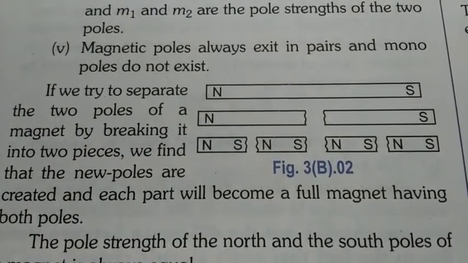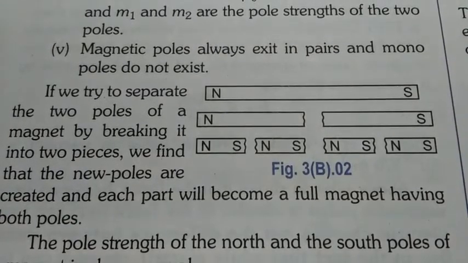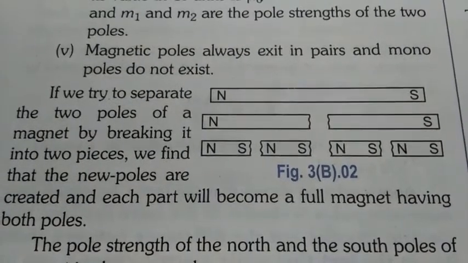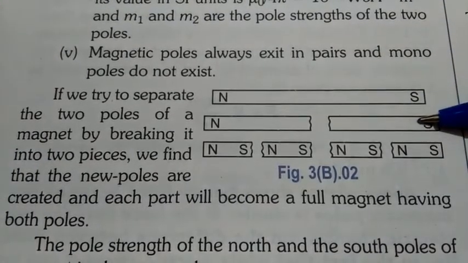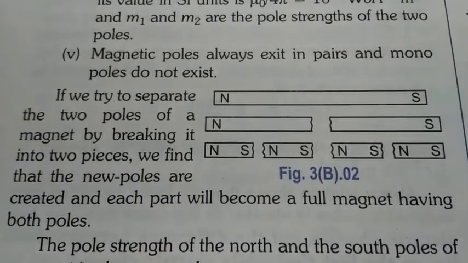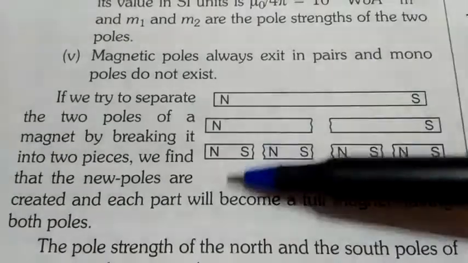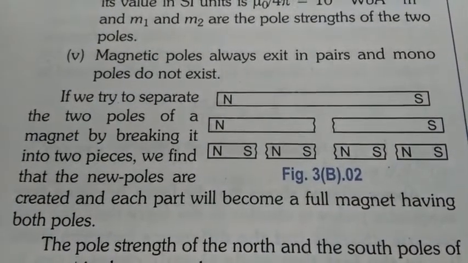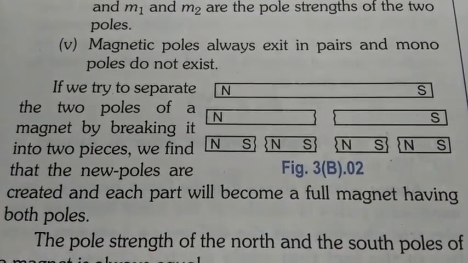Fifth property, magnetic poles always exist in pairs and monopoles do not exist. So here in front of you one long magnet is there in which N and S pole are there. If you cut the magnet in half from here, the N pole and S pole will not get separated, but here another S pole and here another N pole will appear. If you cut it into more small pieces, you can see each piece has N and S pole. So however small the magnet is, it always has north and south pole.